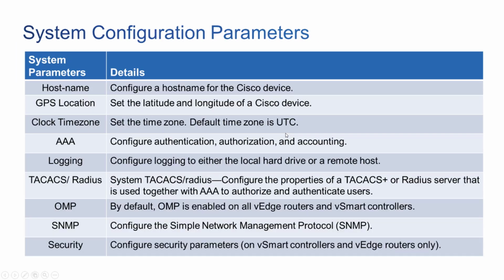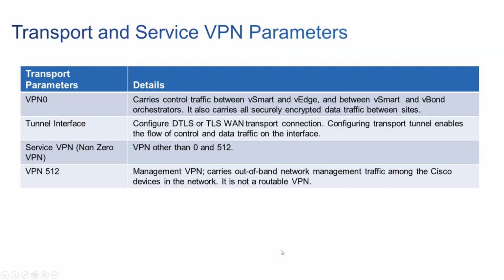So we go in and we can configure or associate all of these parameters: the host name of the device, the GPS location, the time zone, the AAA configuration, the logging, TACACS and RADIUS information, OMP information, SNMP configuration information, and security information, which, by the way, in this case, security could apply to both the DTLS tunnels and the IPsec tunnels.